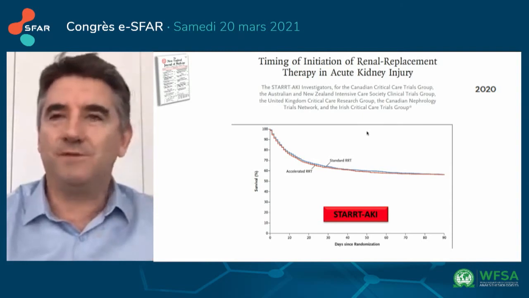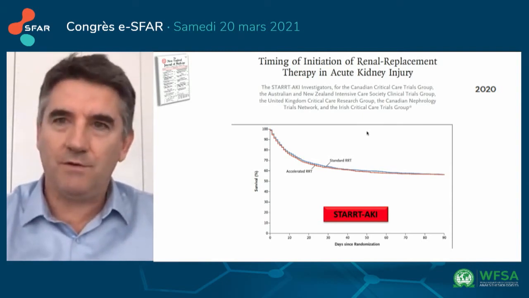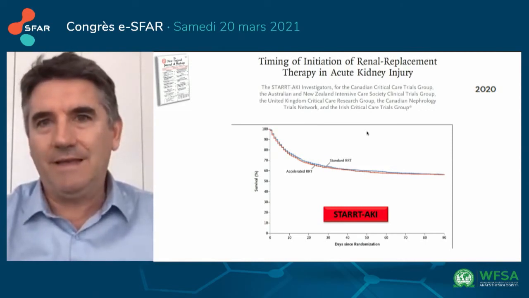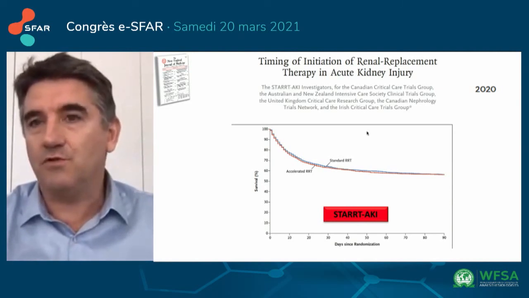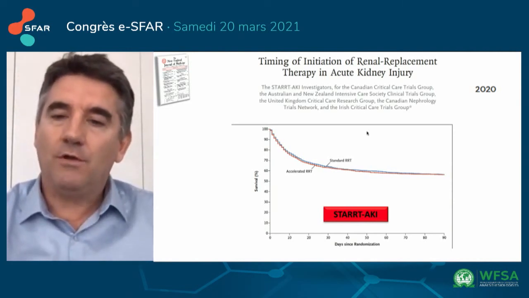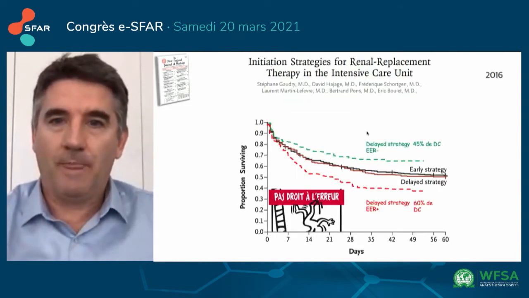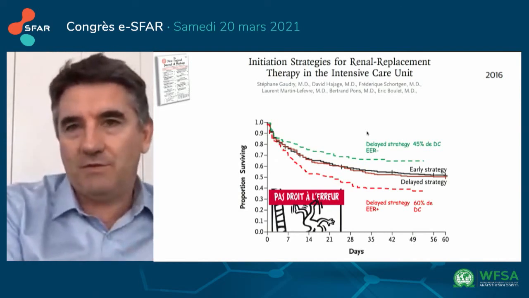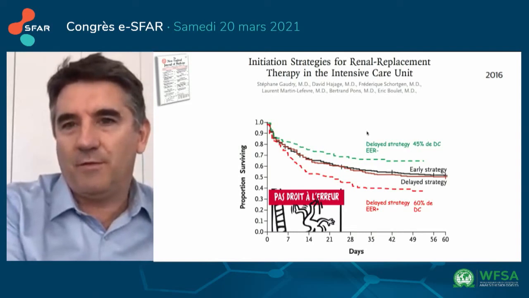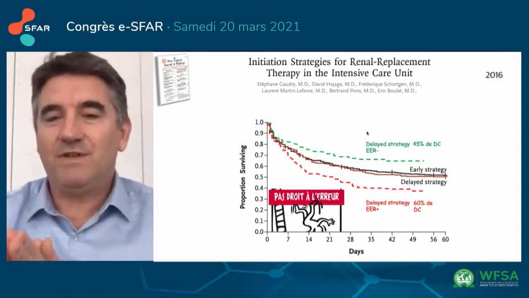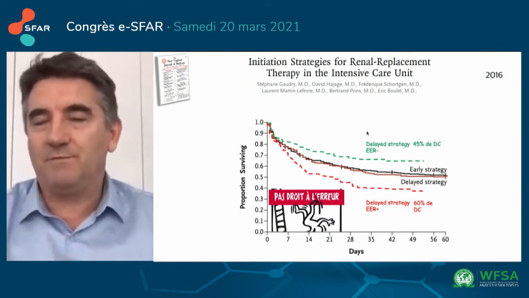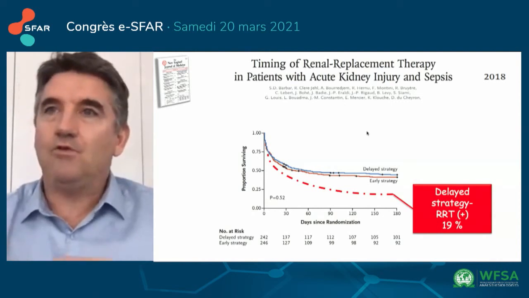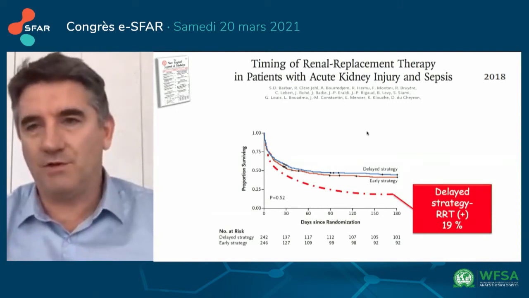But the problem with all these studies is the condition for randomization: the need for renal replacement therapy was only based on the KDIGO stages. And clearly it is probably not the good marker to know if we have to start or not renal replacement therapy. And you have no difference in mortality, and probably you harm some patients if you start renal replacement therapy too early. But if you start too late with a delayed strategy, clearly the outcome of these patients is worse. It's true in this study, the ITT study, and it's true also in this study. So probably you harm some patients by starting too early, but you also harm some patients by starting too late.